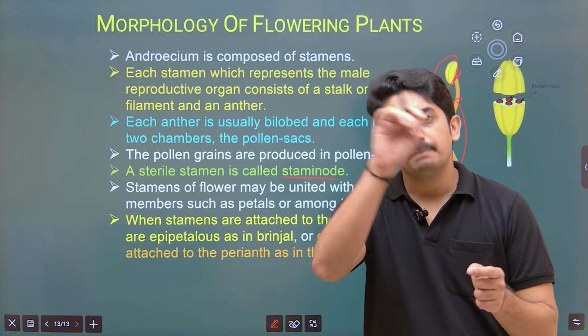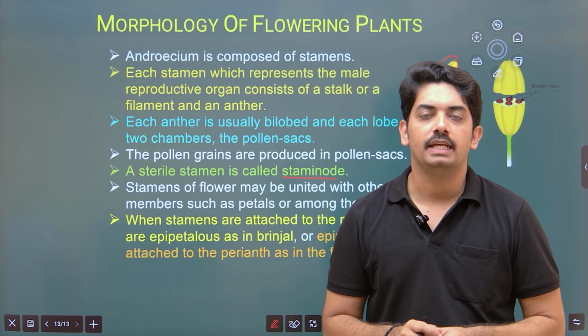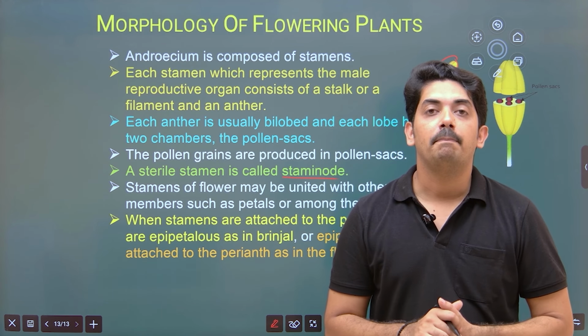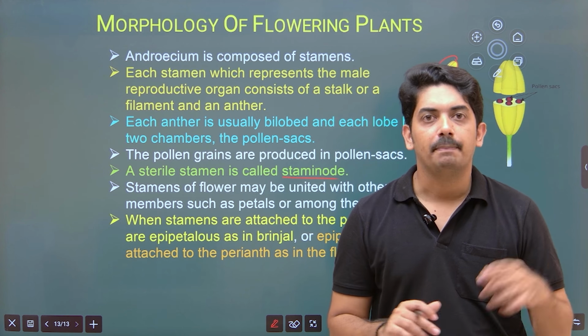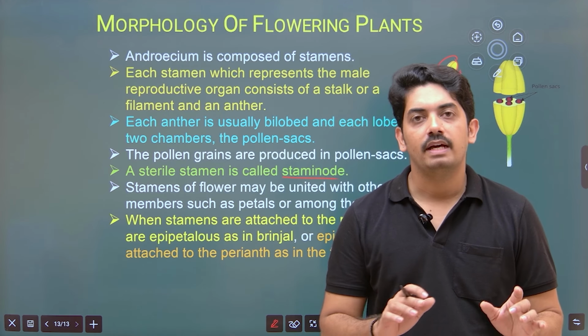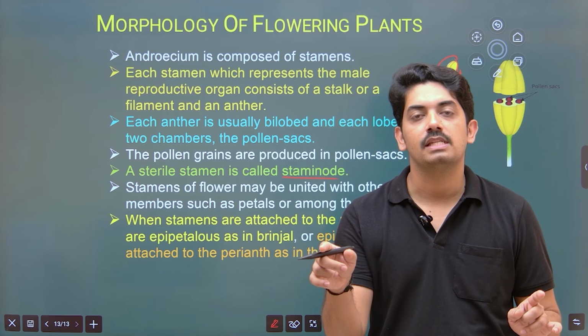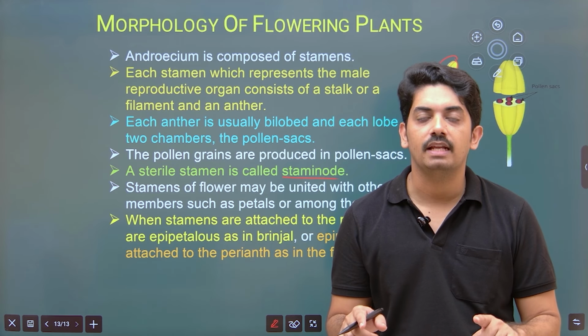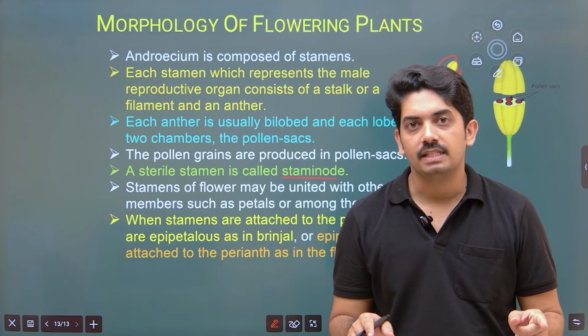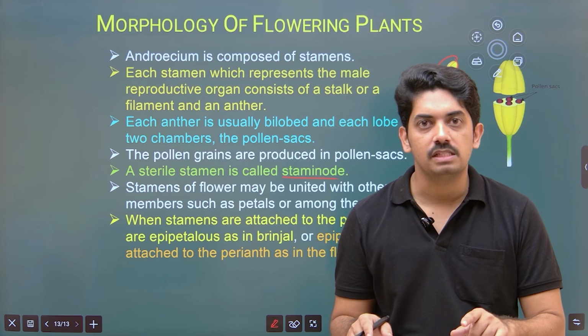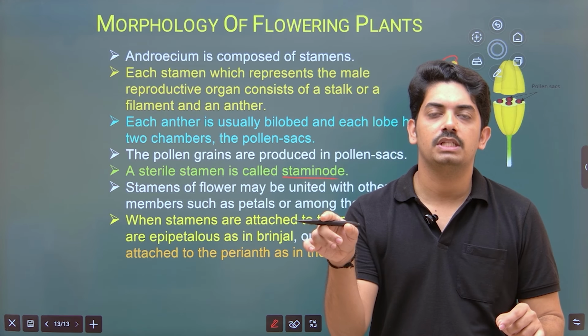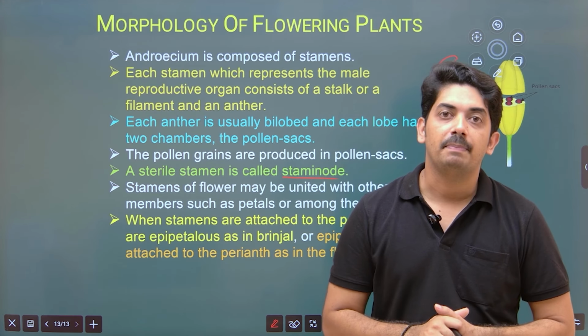Now from the tepals, Androecium is originating, and that condition is called epiphyllous condition. Epipetalous condition is very natural, where stamen originates from the petals. Epiphyllous condition is very rare, where perianth is present. Individual units are called tepals. From the tepals, stamens are originating, and that is what we call epiphyllous condition.